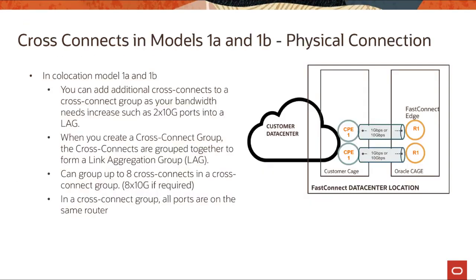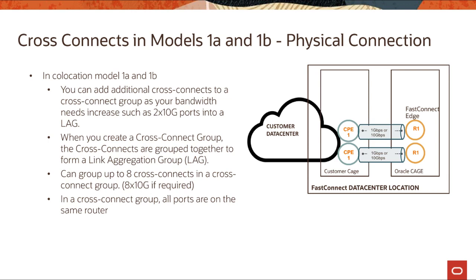So in the first model that we have discussed, the direct to Oracle model, there are a couple of options. You can either go with it if you are co-located in the same location, or if you are connecting using a third-party network carrier. In both these models, you can have multiple cross connects as part of your cross connect group for redundancy.